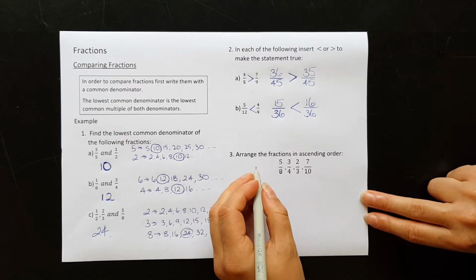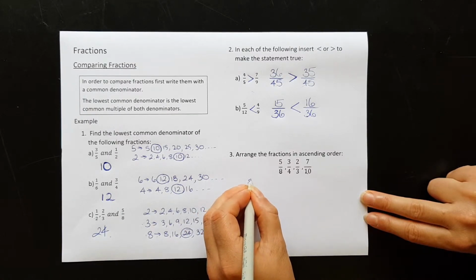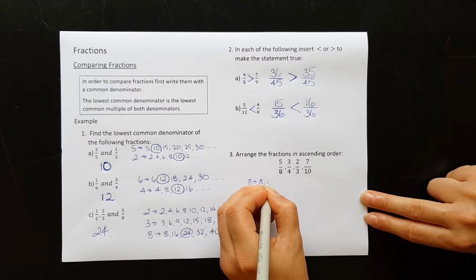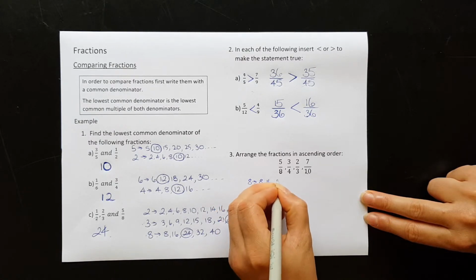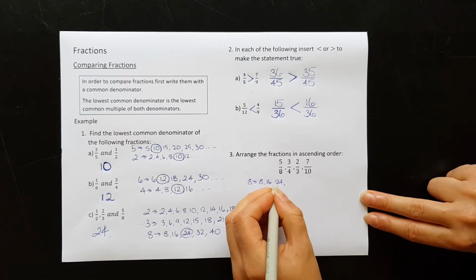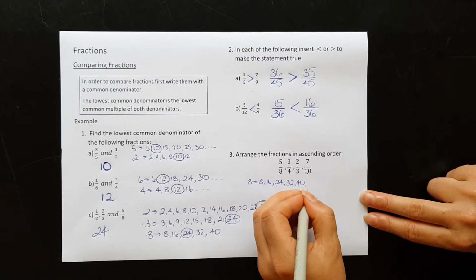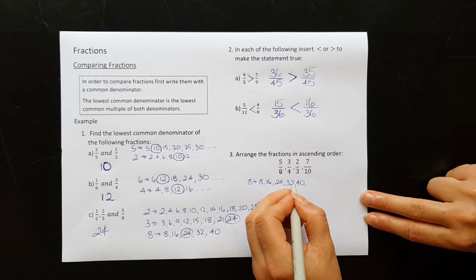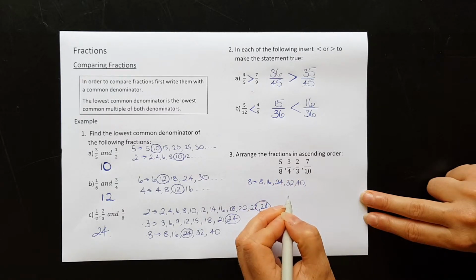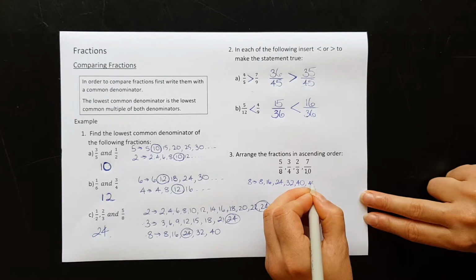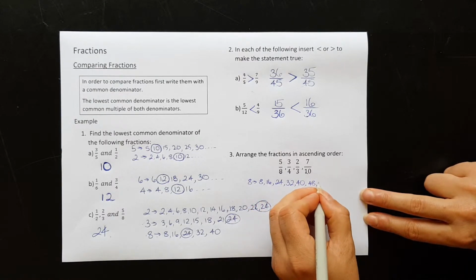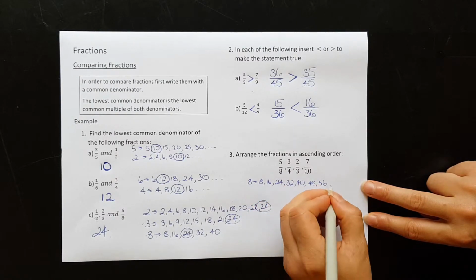Let's go even higher. Let's write down some more 8 times tables. We'll go 8, 16, 24, what's next? 32, okay, 40. So we're getting bigger and bigger. Okay, then it's not going to work for these yet. Next one, 48. Next one, 56, not going to work for 10.